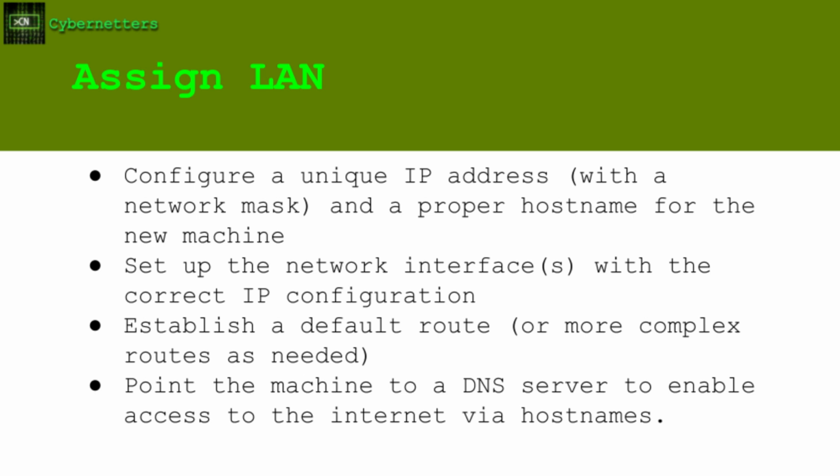Finally, we need to set up a DNS server. Why? Because while your computer understands the IP address, you don't want to type something like 142.250.190.78 every time you want to visit Google. DNS translates names like google.com into IP addresses, which makes life easier. So now, once you've got all this in place, your system should be able to communicate on the network.